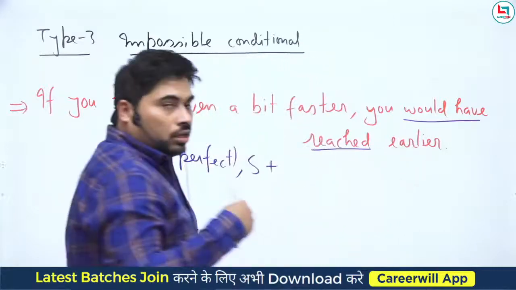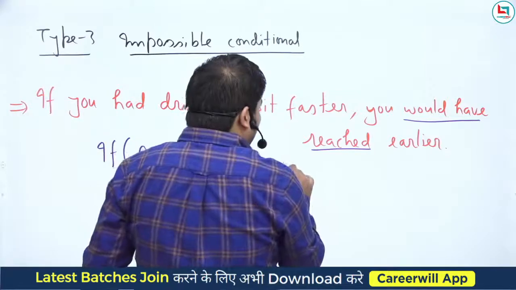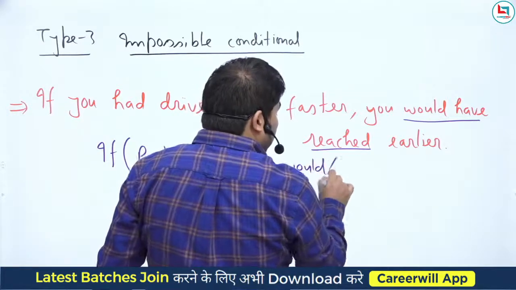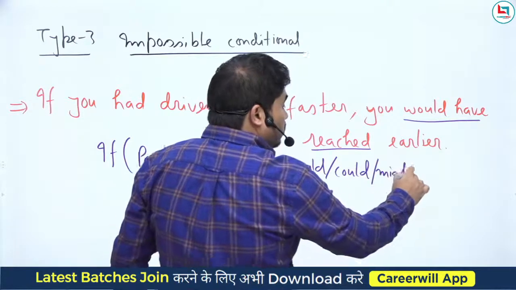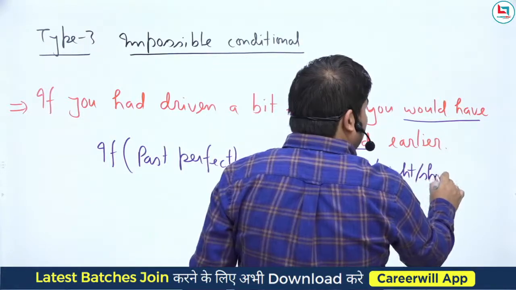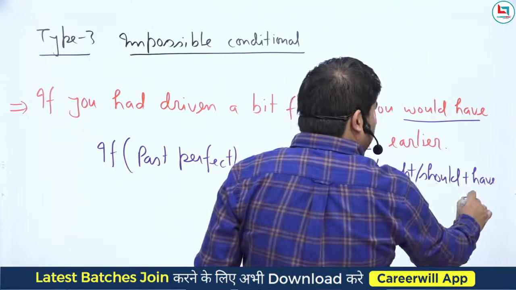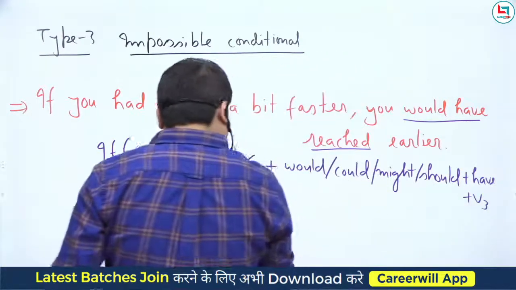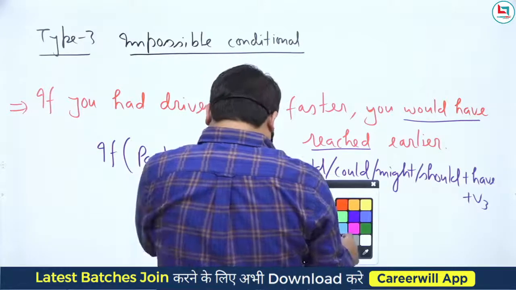In the same manner, would have, could have, might have, should have, whatever is the requirement. So would, could, might, should, plus have, plus V3. So this is the structure.